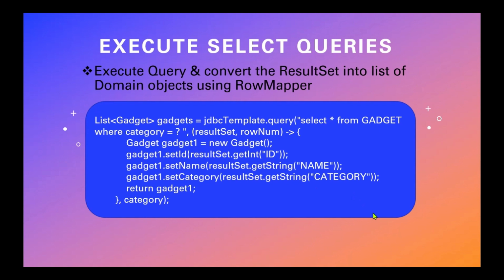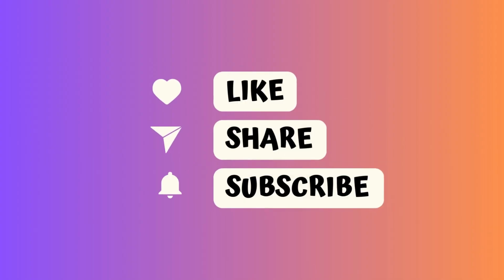So this is how you can execute select queries and convert the results into simple plain classes like integer or string, or you can convert into a domain object, or you can convert into a list of domain objects.